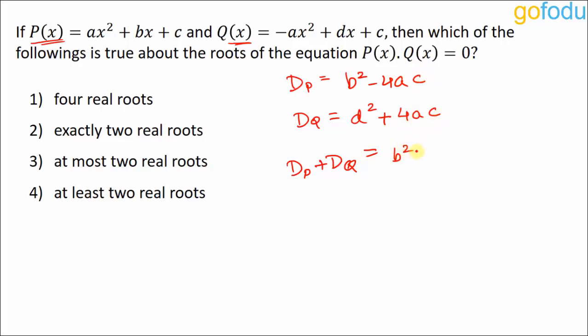If I add both these discriminants, dp plus dq will be, this minus 4ac and 4ac will get cancelled, this will be equal to b square plus d square, which is greater than or equal to 0, as these two are perfect squares being added. So this will always be greater than or equal to 0. A perfect square cannot be negative.